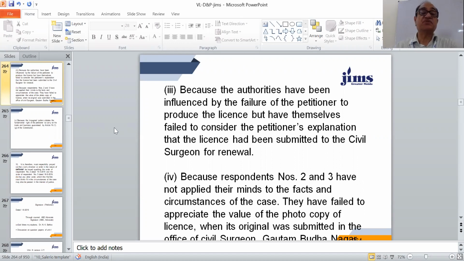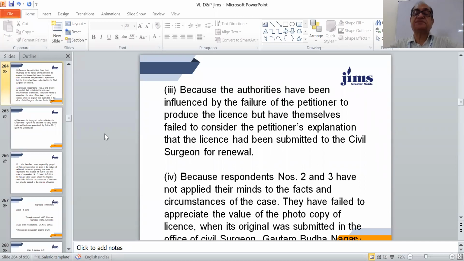And as dear students, you know the law of evidence, that if the original is in possession of the opposite party, then you have a right to file secondary evidence in the shape of a photocopy. So a photocopy can be filed when the original is in the possession of the department.